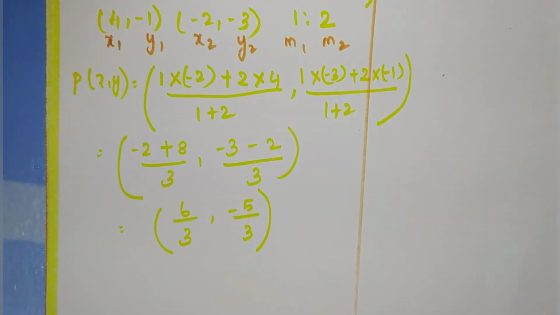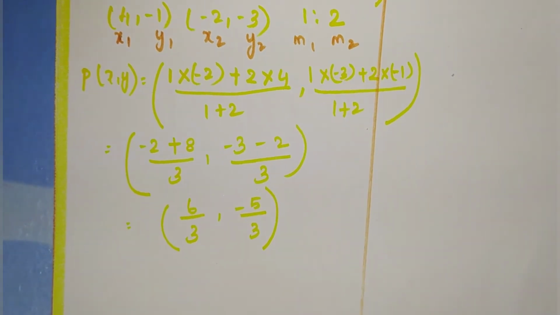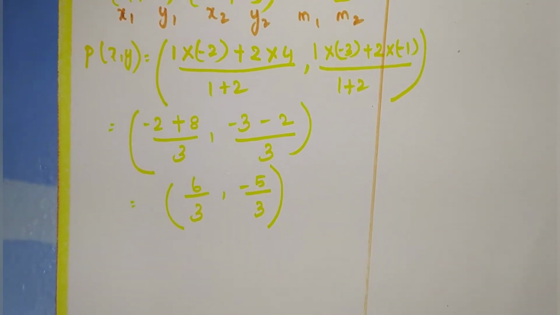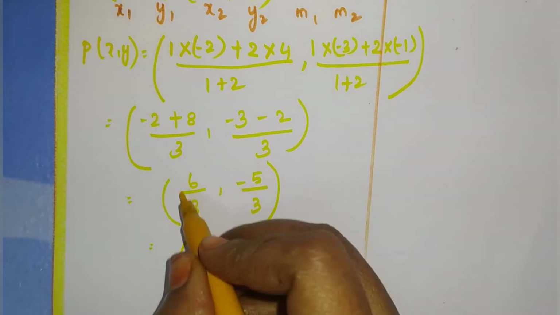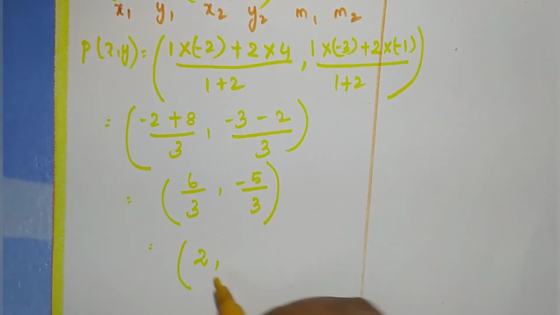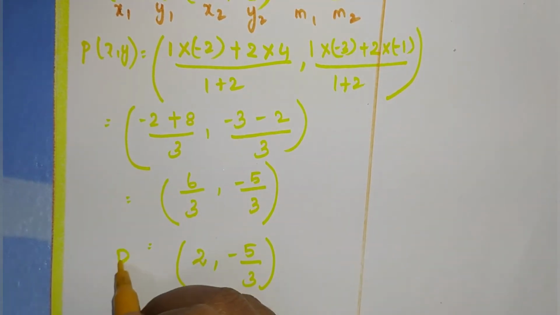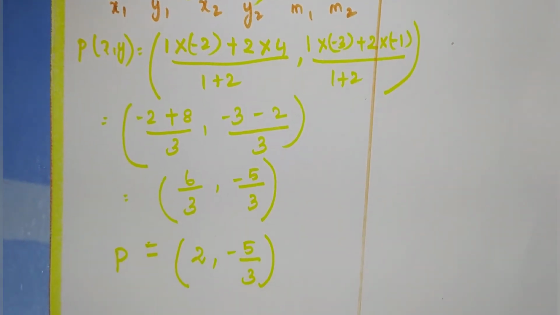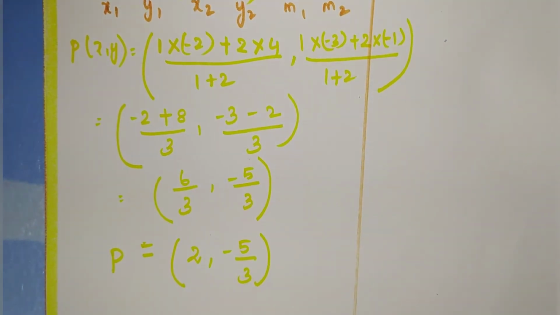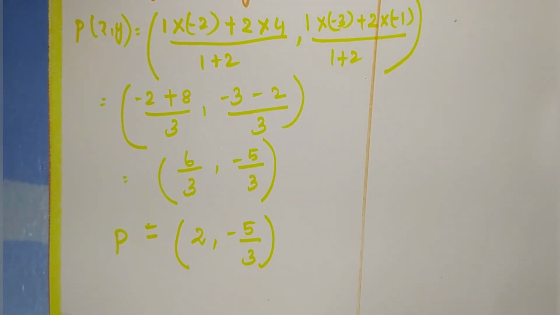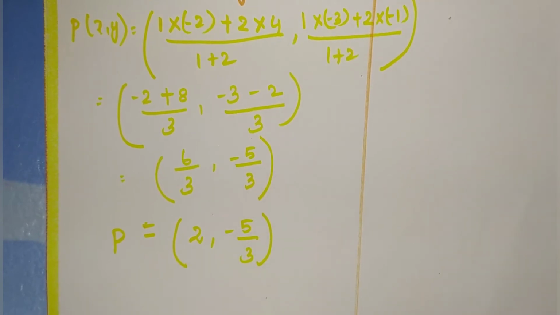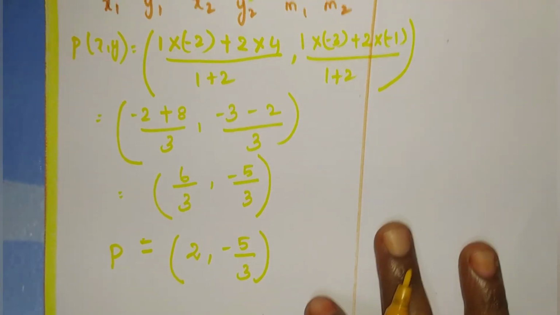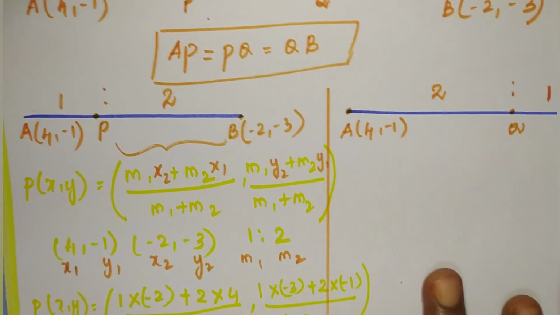Clear children? Is there any doubt? So this one we can cancel. 2 comma minus 5 by 3. So the point P is 2 comma minus 5 by 3. Okay. Similarly, we can find for this one also.